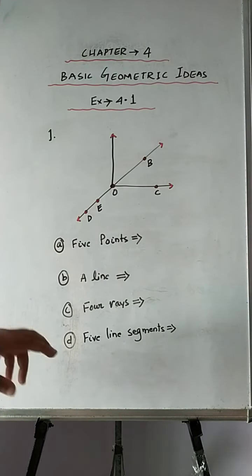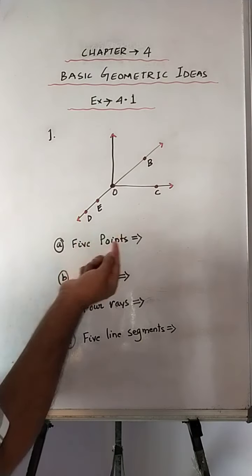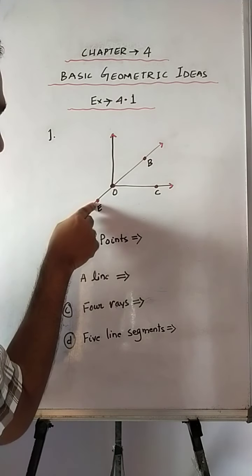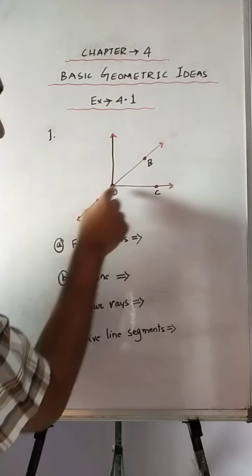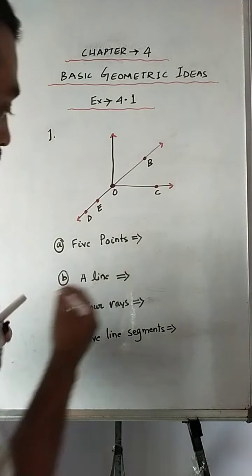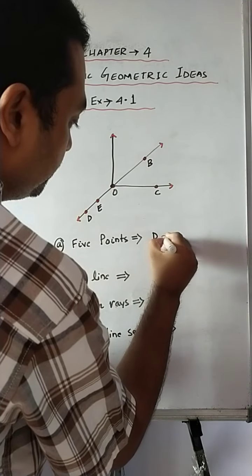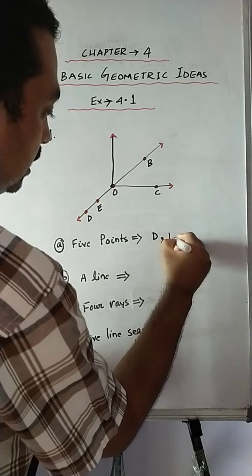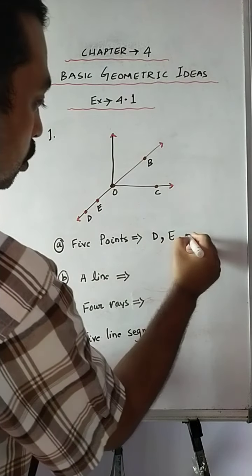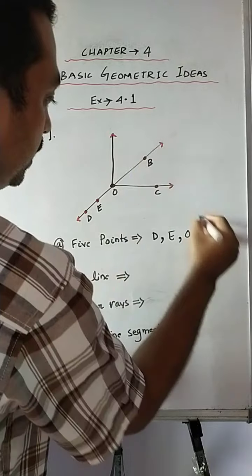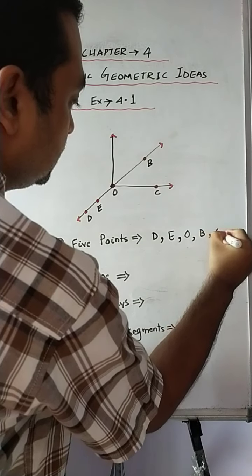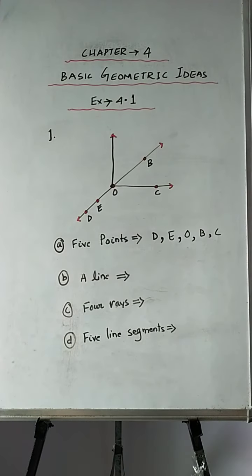What is the first question they have asked? 5 points. You have to name the 5 points. That is, this is a point, this is a point, this is a point. So you have to name all those points. So just name it. That is D, E, O, B and C. So these are the 5 points given in the question.